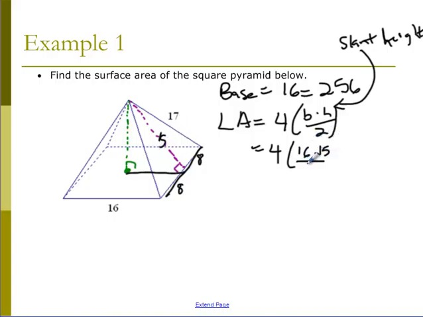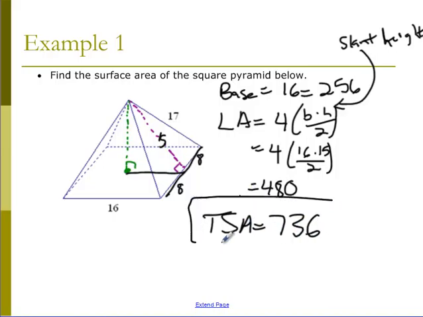So our slant height is 15, and we divide that by 2. We're finding the area of one triangle, and then we find the lateral area by multiplying it by 4. So 16 times 15 divided by 2, and then times 4 gets us 480. Each one of those was 120, total was 480. We add that to our base to get our total surface area, which is 736.